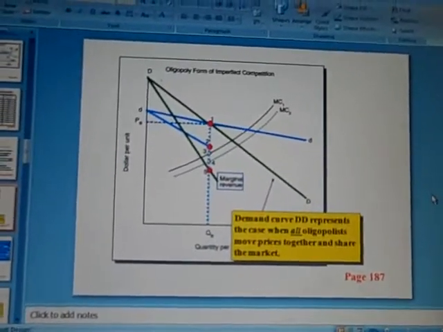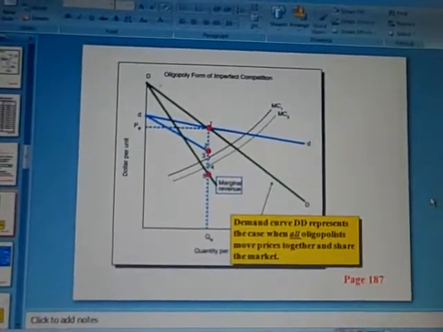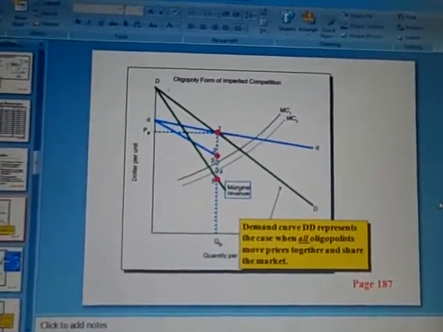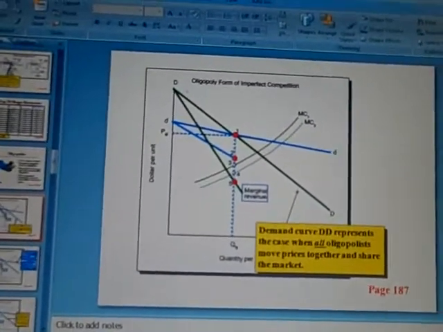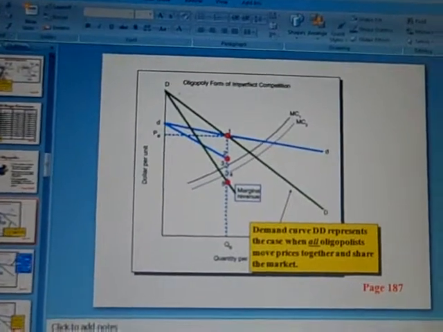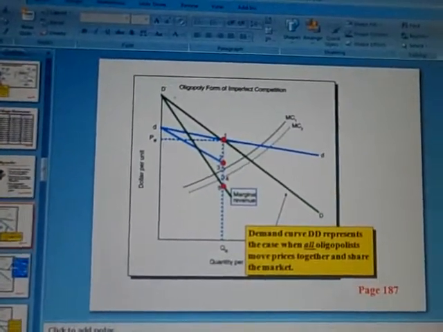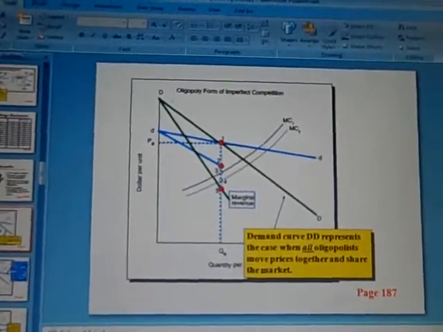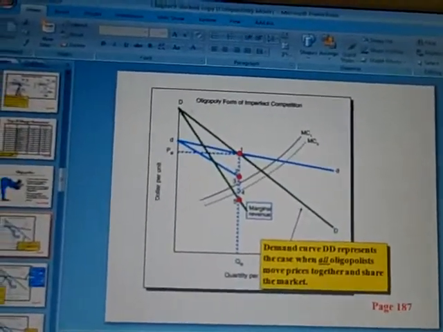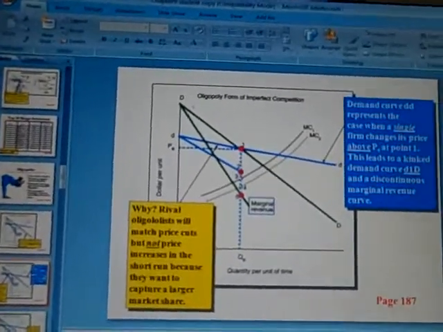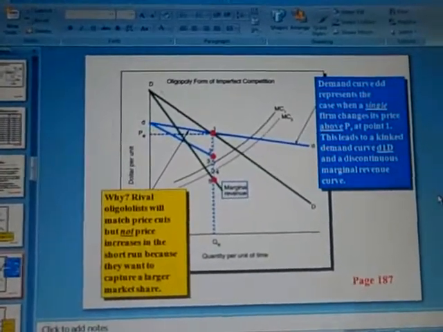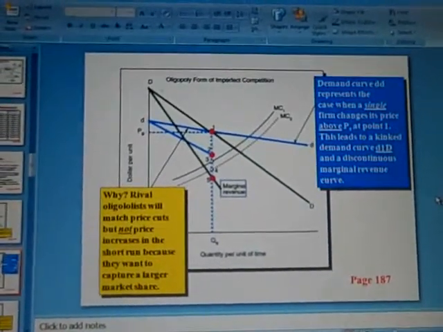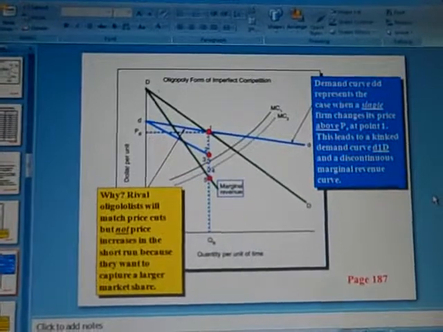But basically what's going on here is we have a couple different demand curves. So we have the two big D demand curves, which is shown up as green if you have color print-offs. And that's going to represent the demand curve when all oligopolists move prices together and they kind of try to share the market. Then we also have a little d demand curve, which shows up in blue if you have any color on there.